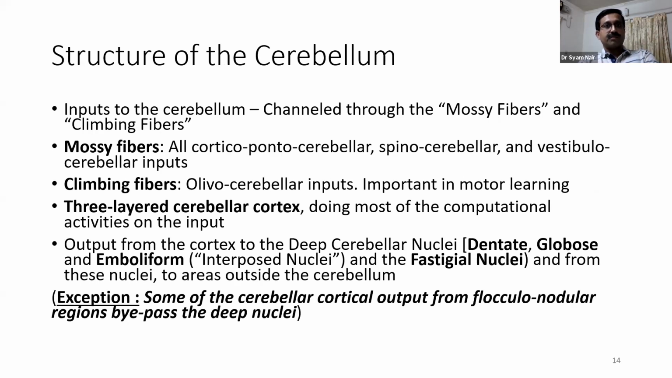So coming to the structure of the cerebellum, the inputs to the cerebellum are channeled through the mossy fibers and climbing fibers. We have seen that cerebellar input from the cortex comes through the middle cerebellar peduncle. From the rest of the body, most of it comes through the inferior cerebellar peduncle, except the ventral spinocerebellar tract, which reaches the cerebellum through the superior cerebellar peduncle. Whether it is the cortical input or proprioceptive and vestibular input from the periphery, the input is channeled through the mossy fiber system and the climbing fiber system.